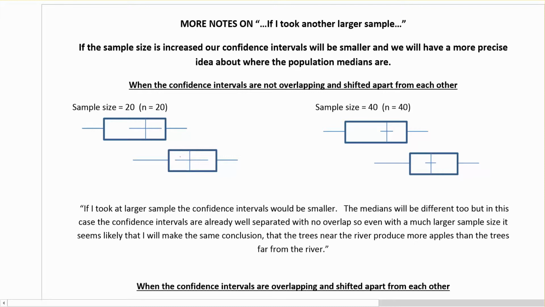So again, if it's a reasonable sample, I'd expect the middle 50% and the median to be similar, but they could be slightly different. But the most important change for me is that with a bigger sample size, my confidence interval is going to be smaller.